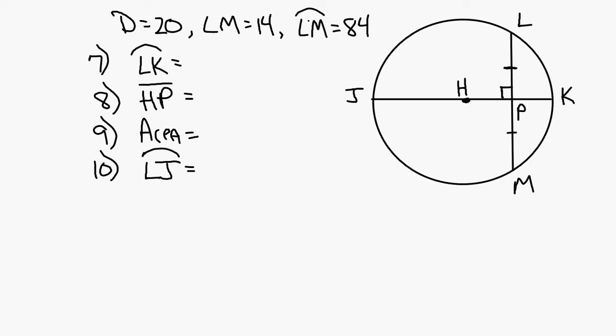If L to M is 14 and arc LM is 84, then arc LK, right here, is half of this 84. All right? L to M, all the way around here, that arc is 84. So half of 84 is 42.